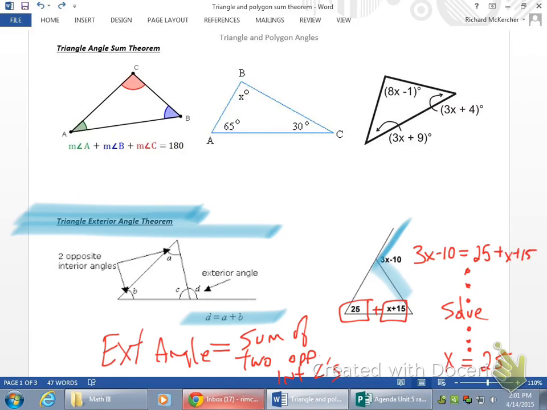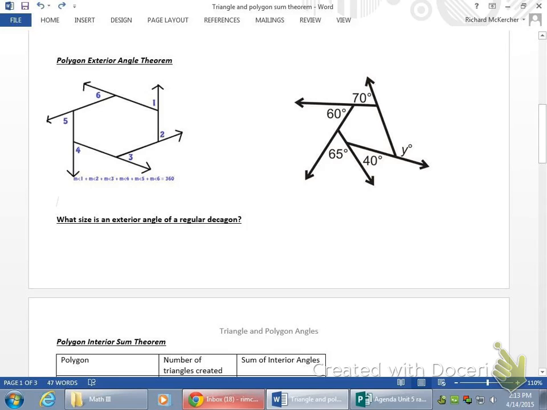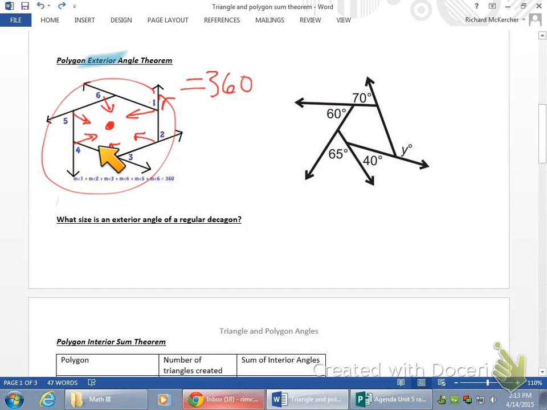Alright, another theorem to look at is our polygon exterior angle theorem. Some of you may recognize this situation from a science fiction movie. If you pretend this was a doorway, a lot of times this is a doorway in a spaceship, and when they close the door, they move all those in, don't they? And it closes and it makes a complete circle. Well, we know about circles. Circles are equal to 360, right? So that tells us that the exterior angles are equal to 360.